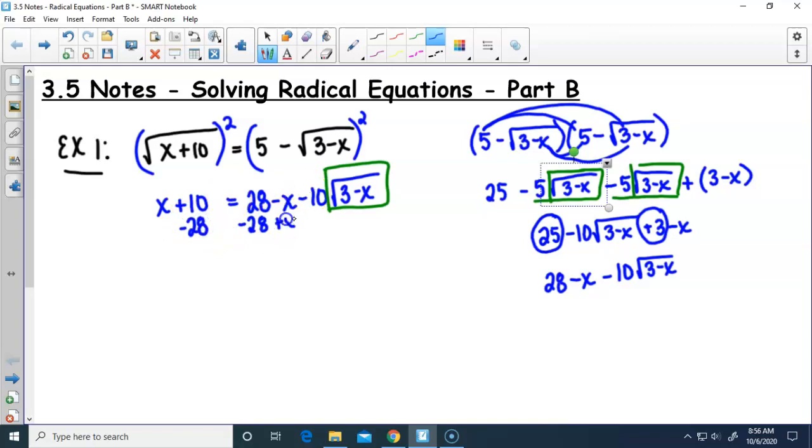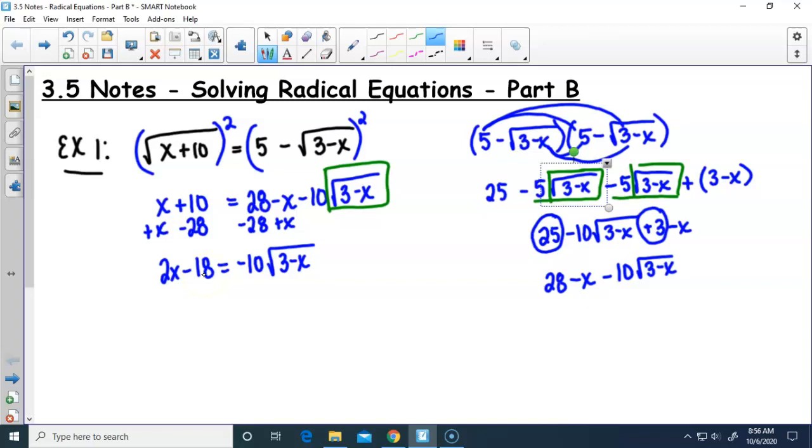I could also add this x right here, so that gives me 4x minus 18 equals negative 10 square root of 3 minus x. Now, I need to get rid of this negative 10. Here's the problem. 2 and 18, neither one of those are divisible by 10.